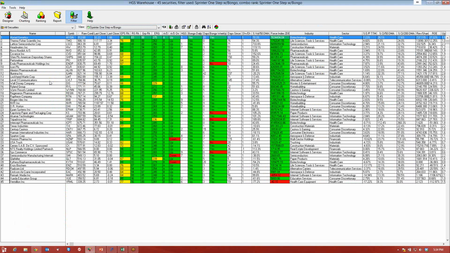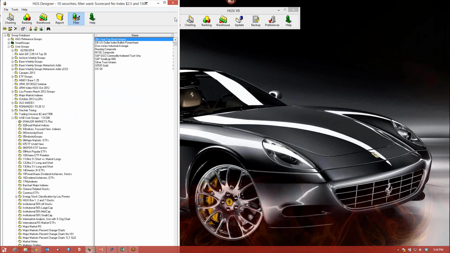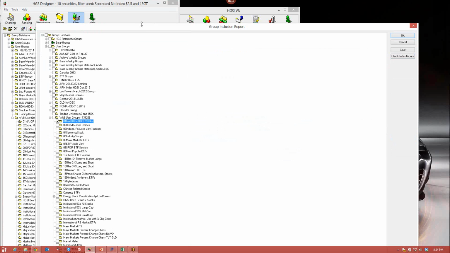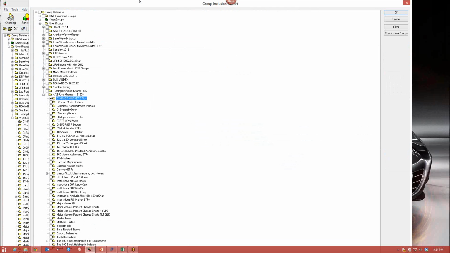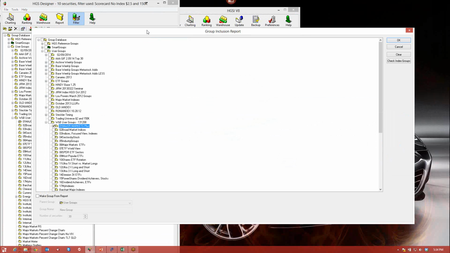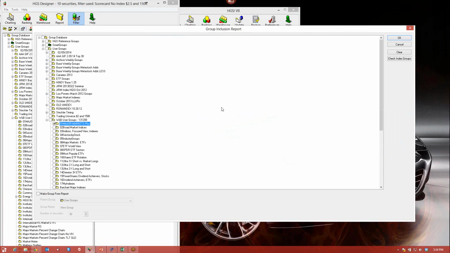So those sprinter bongos, I went through 8 of them, show a lot of very viable looking stocks. Lastly, one of my favorite things in HGSI is this thing called the group inclusion filter. So open it up here. What this allows me to do is to see if any stocks are showing up in a lot of these smart groups. And if the smart groups are designed to be the best of the best, if you're showing up in a lot of them, that might be a good thing.